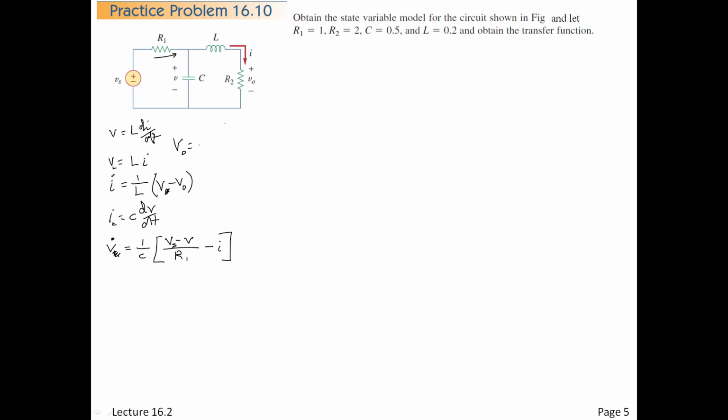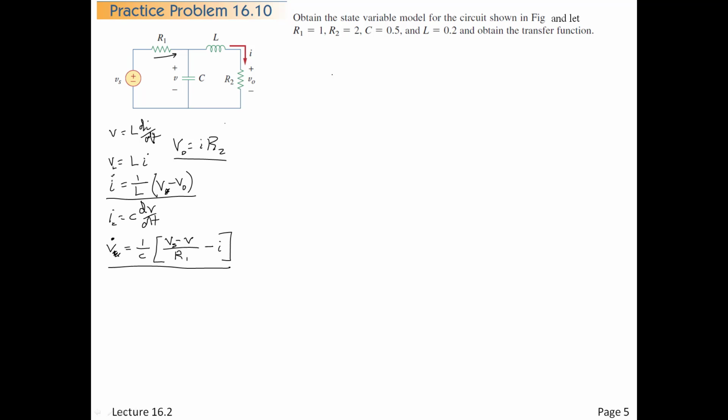V out is equal to I R2. And that's our output equation. Okay, so that's going to be an important one. That's going to be one of our basic equations. All right, let's get those in the form.